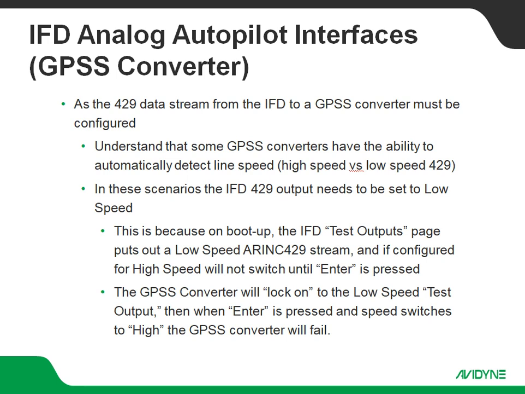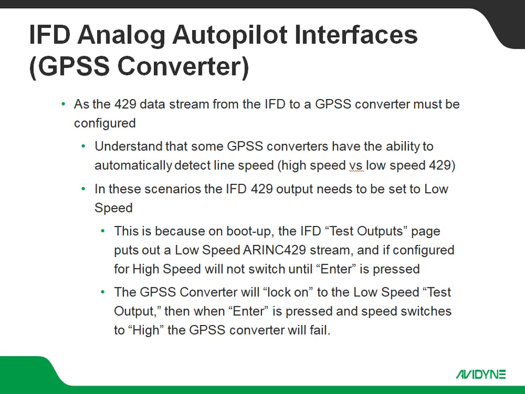All right, and here's why. When the IFD runs through its self-test routine on boot up and does the test outputs and everything, it does a test output of low speed ARINC 429 data. So if it's configured for high speed, it's not actually going to switch over to high speed until you hit the enter button on the IFD.